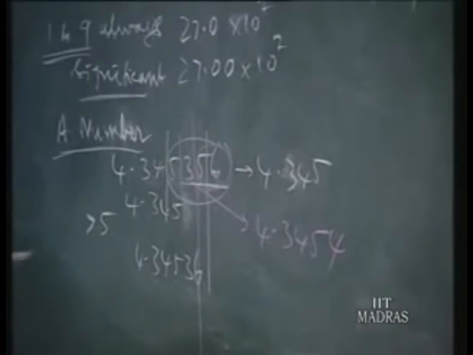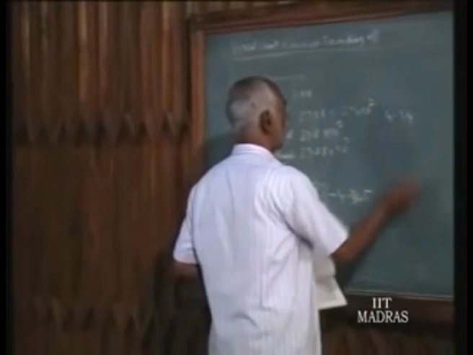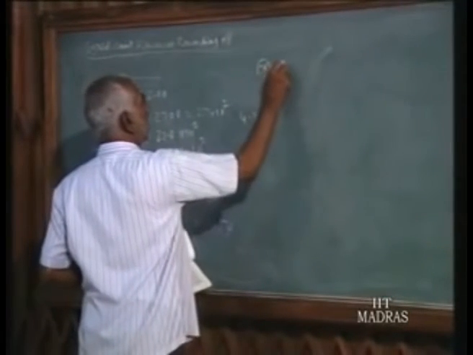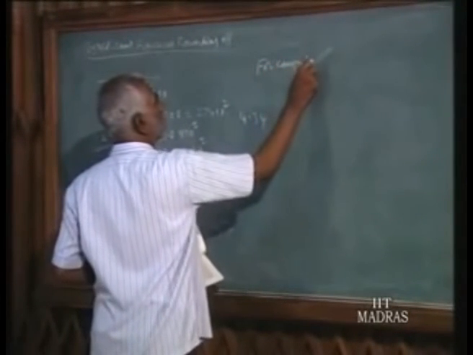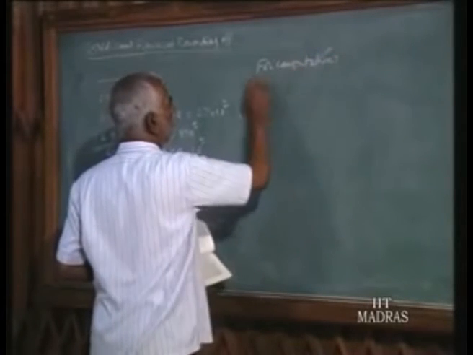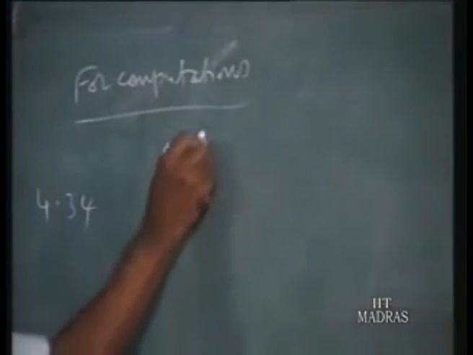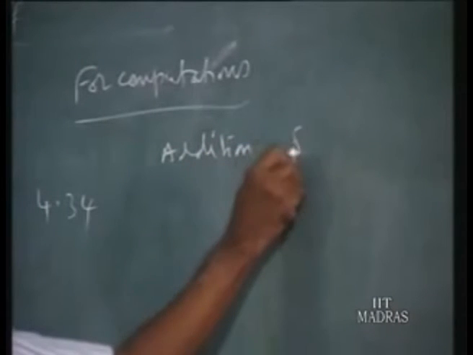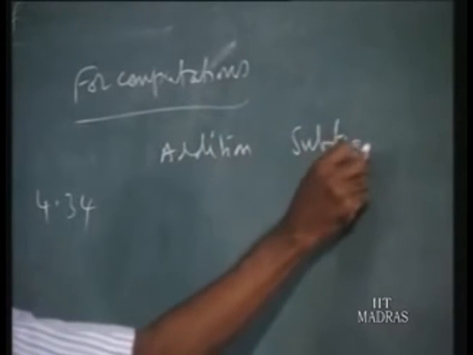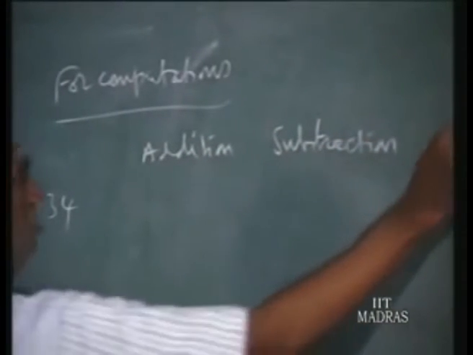Now, what is the rounding off procedure for computations? How many computations do we have? Addition and subtraction, and multiplication and division.